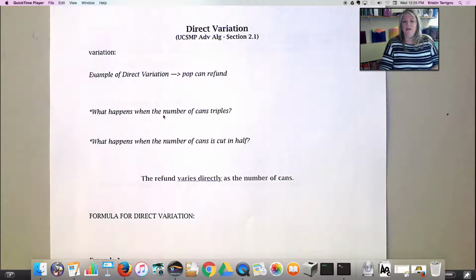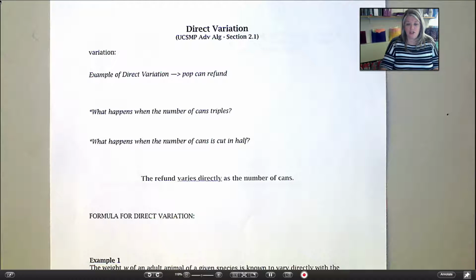Hi everyone. So we are jumping into chapter 2 today, and chapter 2 is all about a topic called variation. Variation is a type of relationship between variables. It is a function relationship, which was sort of our focus of chapter 1. Variation has some other properties to it, and there's different types of variation we can talk about.